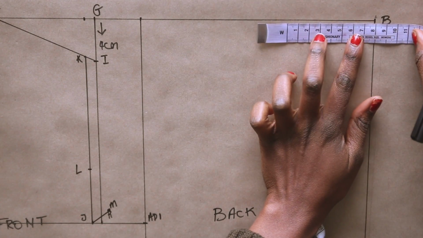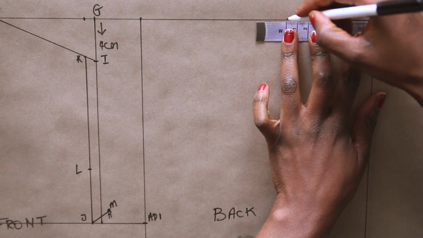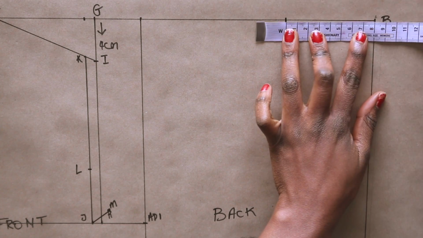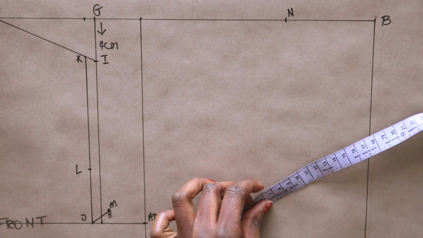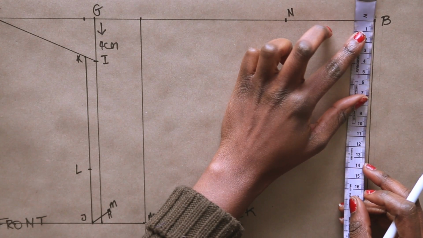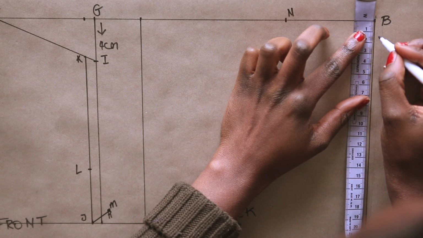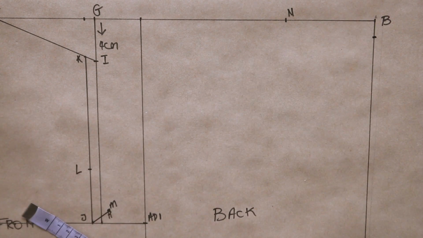Now let's divert our attention to the back pattern. Take your neck circumference divided by 4, then draft it on the horizontal line from point B. Label it N. Measure 1.5 centimeters down from point B. Connect this point to N with a French curve ruler.